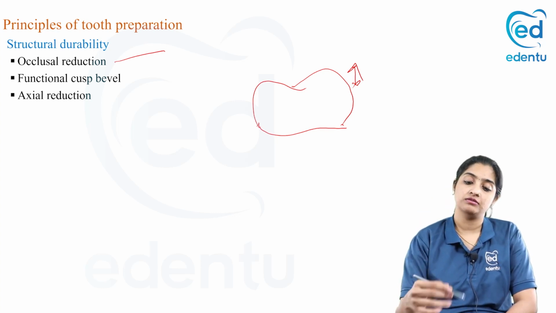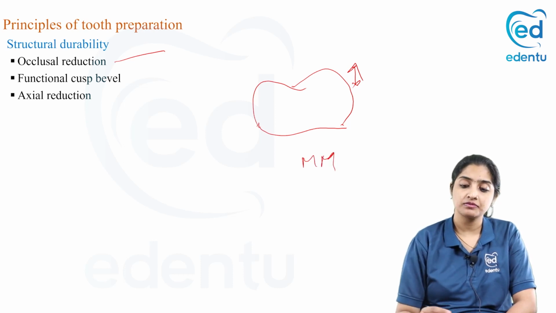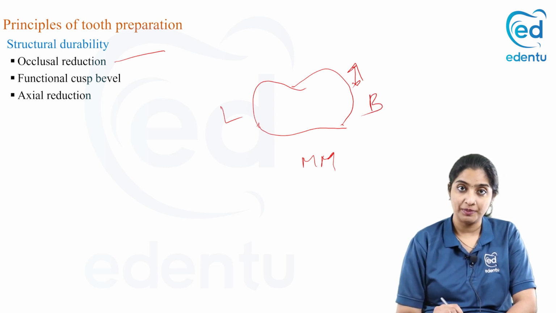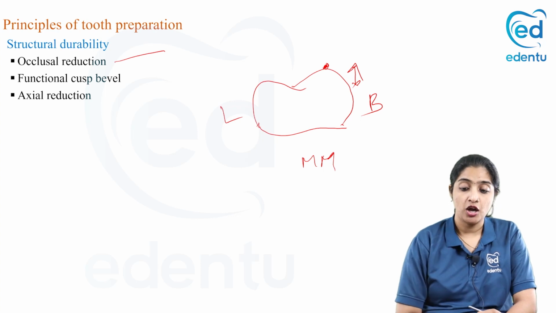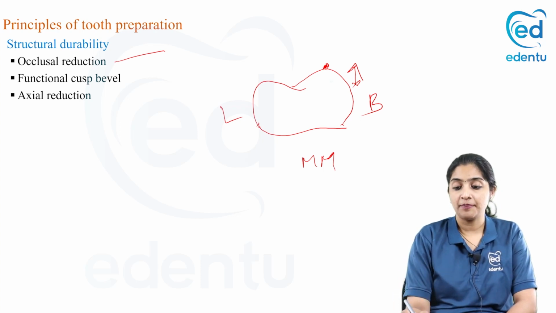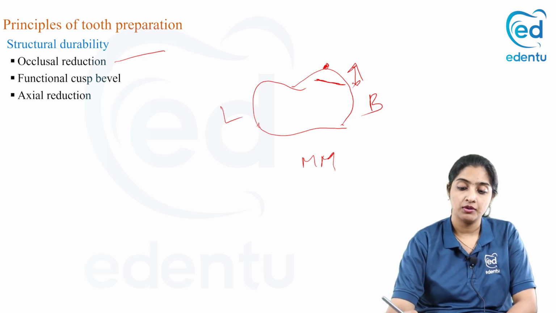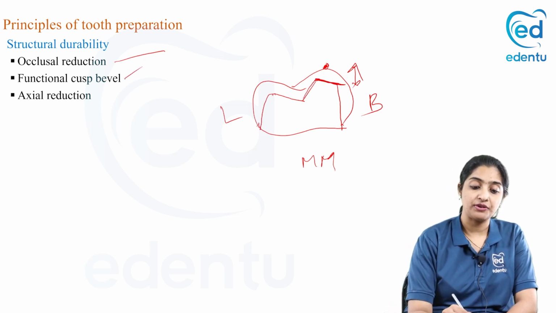Functional cusp bevel. Just imagine this is a mandibular molar. So this is your lingual and this is your buccal. Like we mentioned, Bull's rule: lower lingual is your non-functional, so your functional cusp will be your buccal. This is your functional cusp. Here we usually give something called a bevel when you're doing the preparation. On the functional cusp, beveling is done. That's a functional cusp bevel.